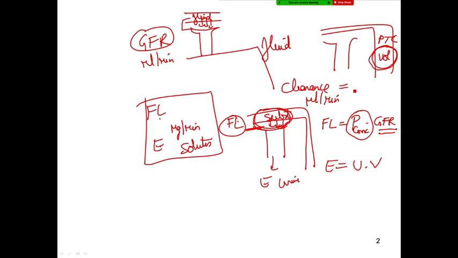And what's the equation for clearance? It's excretion over plasma. So what is the equation for clearance? UV over P. So you have to know these equations. You will have problems on this. You have to know it. Okay. If you get stuck, go by the definition and try to derive it.